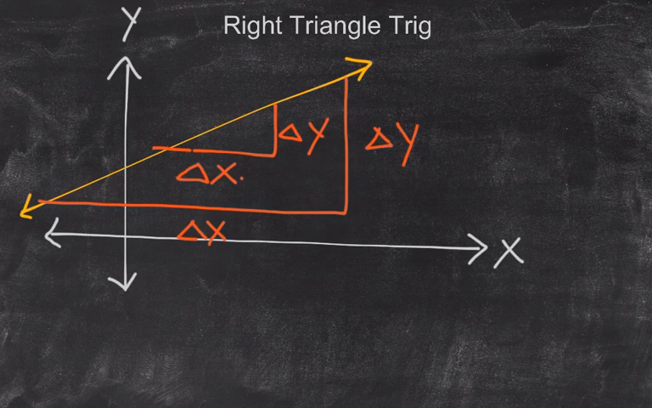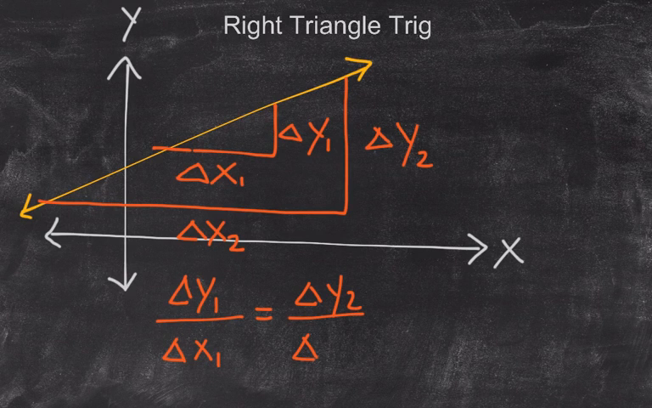So if I call this change in x1 and change in y1, change in x2 and change in y2, I know that change in y1 over change in x1 is equal to change in y2 over change in x2. So those ratios are equivalent. They're the same value. If, however, I changed the angle that my line was crossing the horizontal at, so if I made it steeper or less steep, that would change the ratio of change in y to change in x.